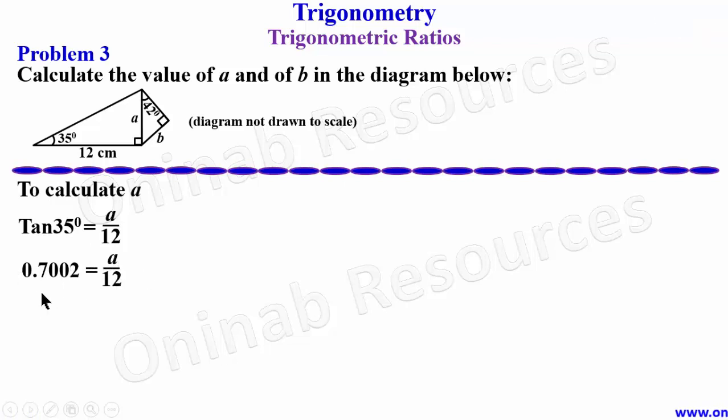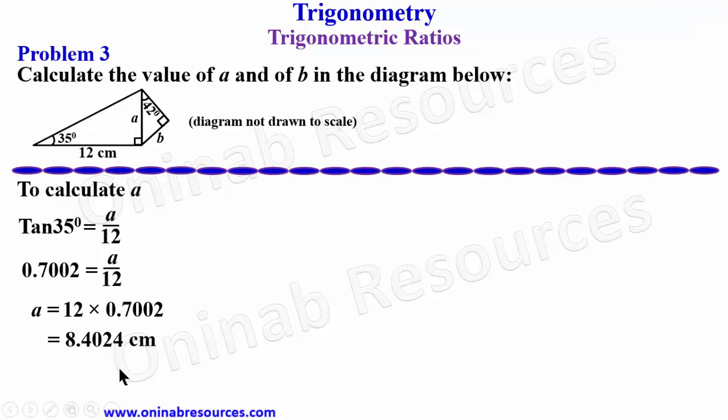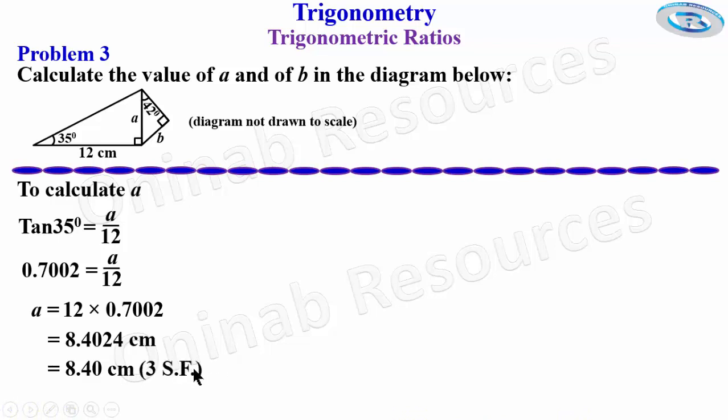If we then cross multiply, we are going to have A equals 12 times 0.7002, and that gives 8.4024 centimeters. If we like, we can round off the numbers to 3 significant figures: 1, 2, 3. This is now up to 5. So we have our answer as 8.40 centimeters to 3 significant figures.